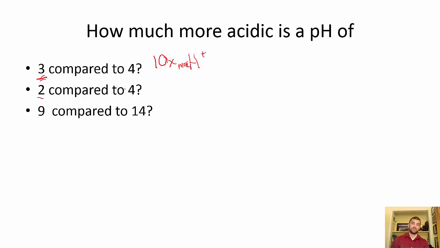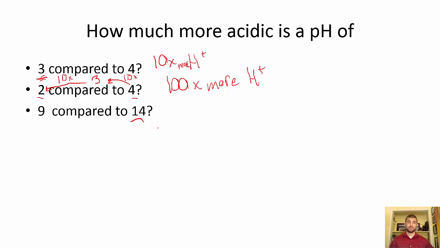Now, 2 compared to 4. All right, well, let's think about this. If we were going from 4 to 3, that would be a 10 times change. And then 3 to 2 would be another 10 times change. All right, so 10 times and then 10 times that gives you 100 times more H plus. Now, I know easy mistake is to say 20 or 2. It's not. Remember, every change in 1 pH is a change in 10 times the H plus concentration. So if we change 2, well, then that's 10 times 10, that's 100, or 1 with 2 zeros.